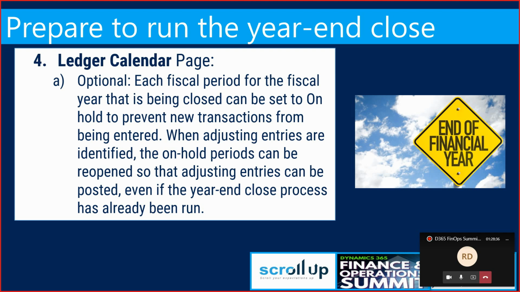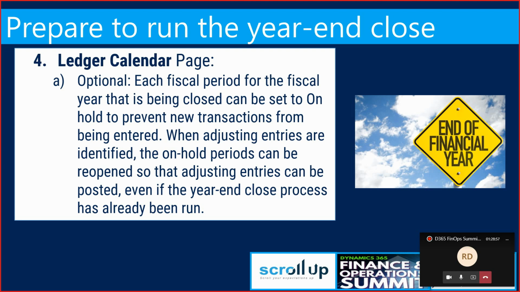You need to apply this change here, to correct this description here. So you reopen the fiscal period, you do the change, and you set it on hold. At the end, when adjustments are identified, the on-hold period can be reopened, so that adjusting entries can be posted even if the year close process had already been run.